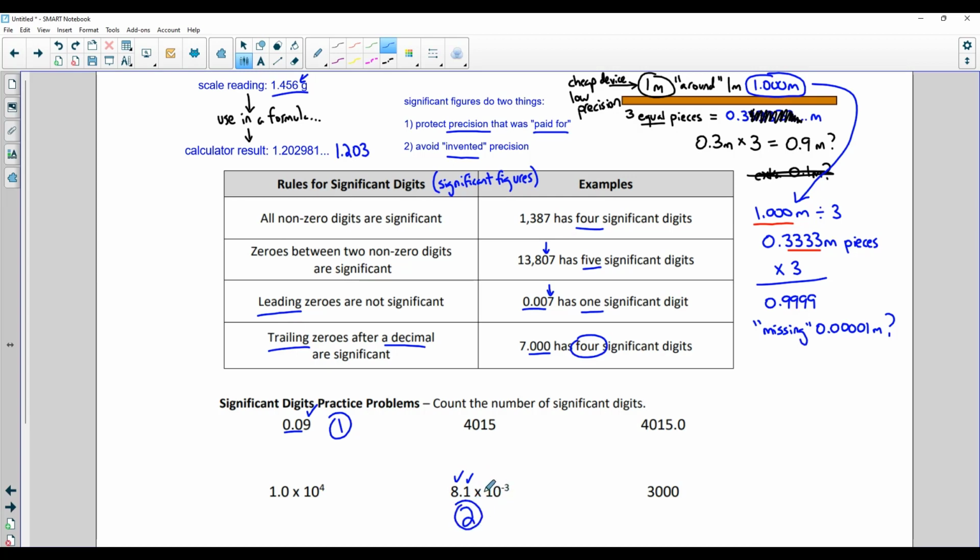Now, something to memorize at this point is that scientific notation, these numbers right here, never factor into significant digits. And so you can always ignore them when you're counting up significant digits. Now, at this point, I want you to pause the video and try these other 4 problems on your own.